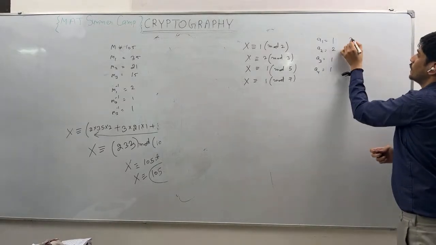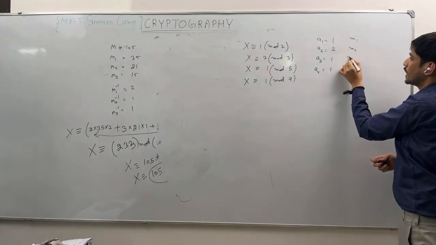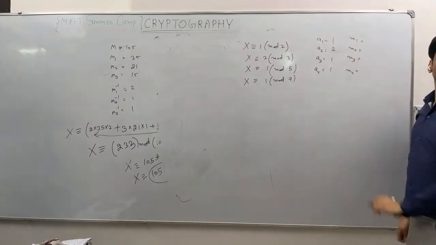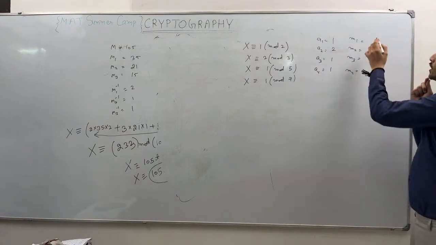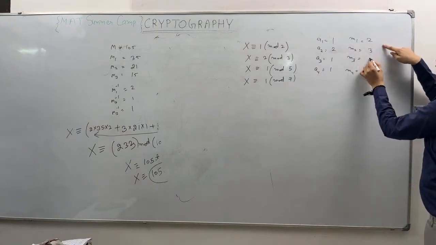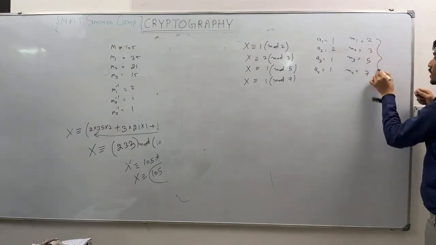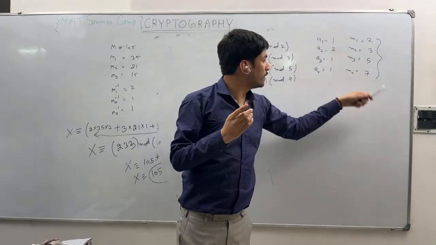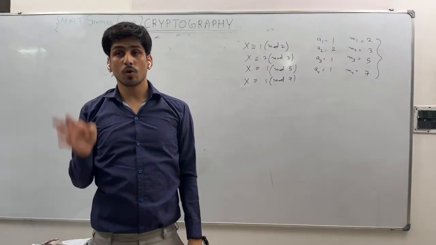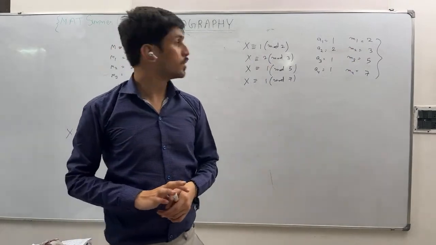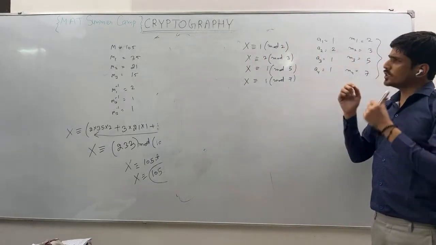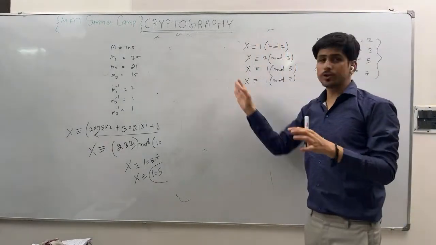Next step, we have to write the value of m1, m2, m3 and m4. What is the value of m1? 2, right? And this one 3, 5 and 7. So here you can check all numbers are co-prime numbers. Can you see? 2, 3, 5, 7. All numbers are co-prime numbers, right?